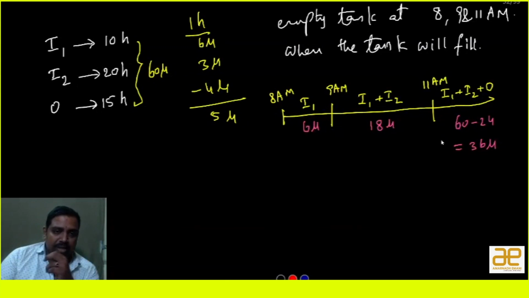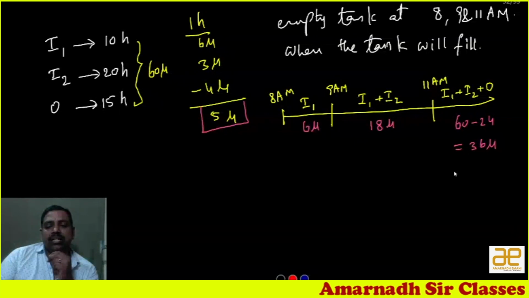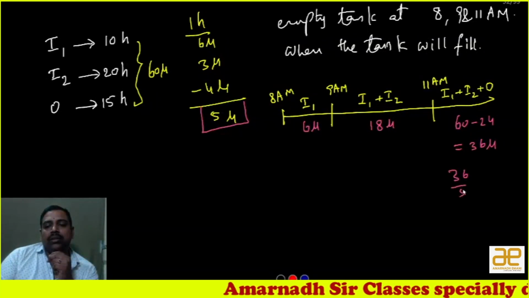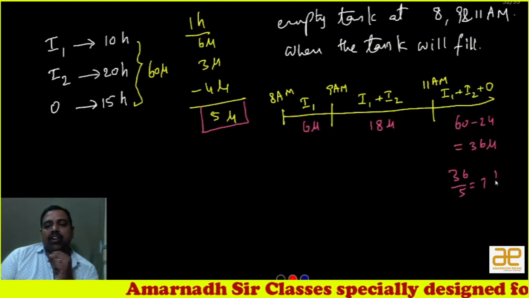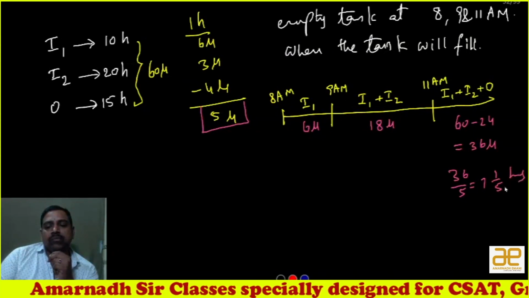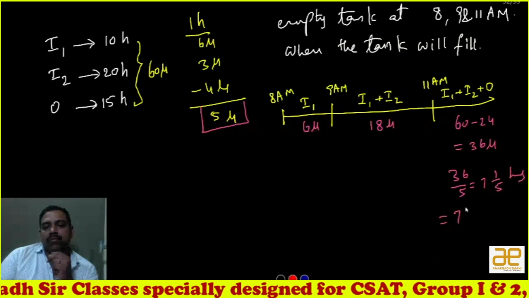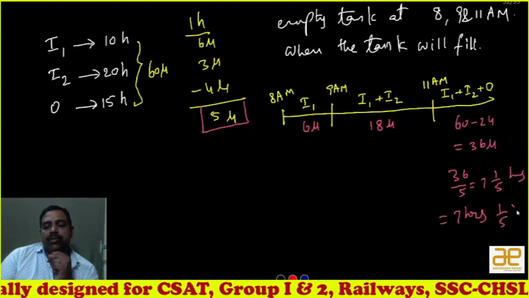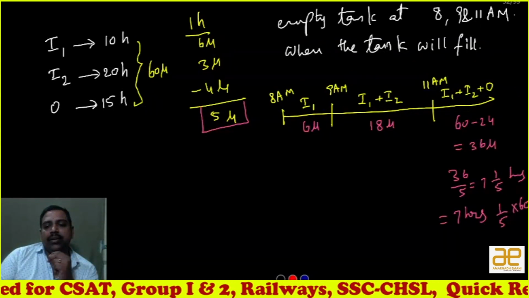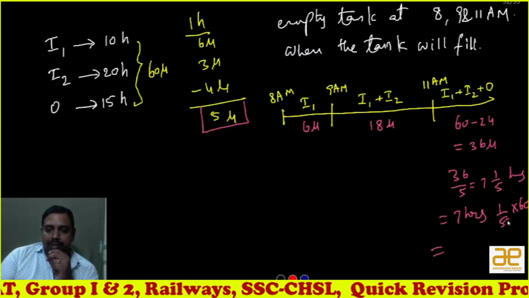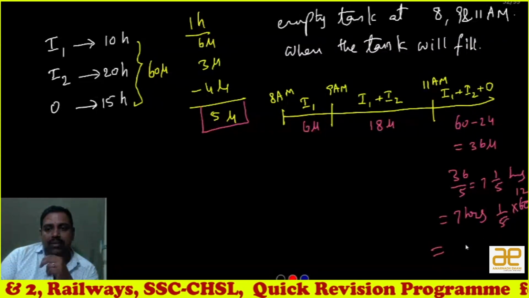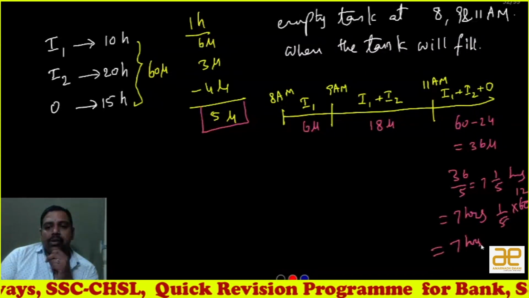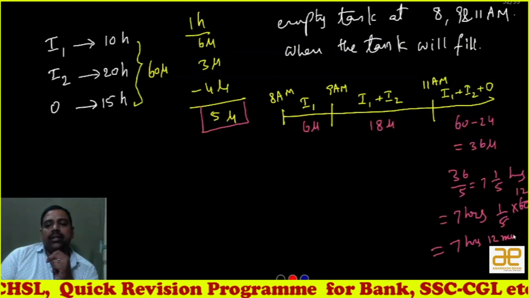Now these 36 units were subjected to all the 3 members, right? So 5 units will be filled. So 36 by 5, that is equals to 7 1 by 5 hours. Okay. That is equals to 7 hours. 1 by 5 hours means 1 by 5 into 60 minutes, right? So this is 5 ones, 5 12s. So 7 hours, 12 minutes is the time.